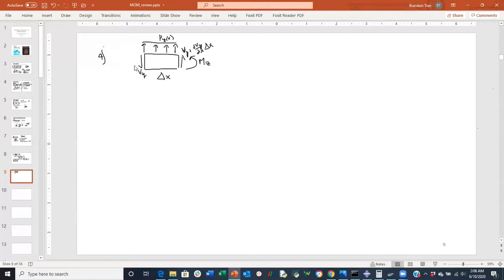And then some moments about the z-axis. We're obviously assuming everything's in positive notation. For completeness' sake here, let me just give you the coordinate orientation, just like that. Okay, so let's go ahead and sum moments about the right-hand side of this element here.